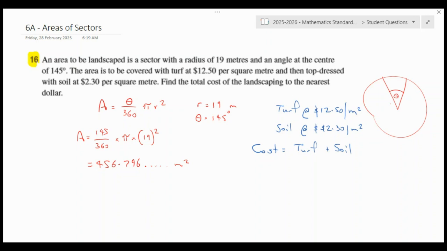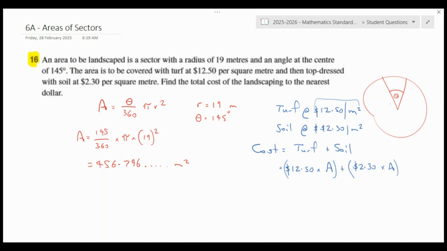We've got the cost of the turf. It is $12.50 per square metre. So that is going to be $12.50 times our square metre, so it's times our area. And then it's plus our soil. Our soil is $2.30 times the area.